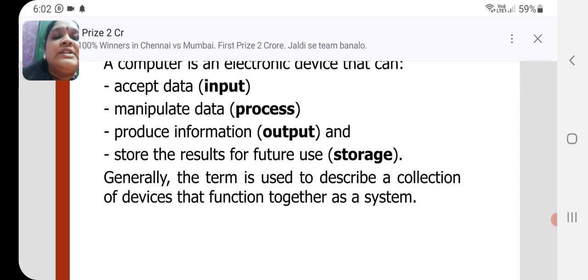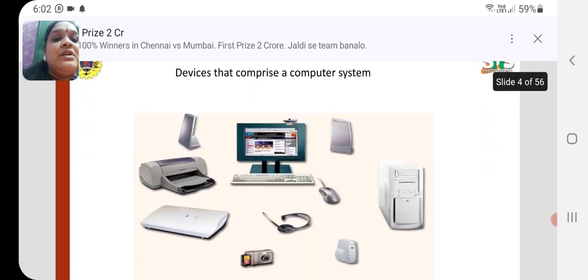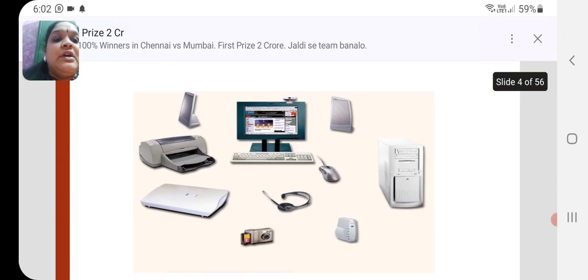So in general terms, we can define a computer as a collection of devices that function together as a system. The devices that comprise a computer system are normally a monitor, a keyboard, a CPU, a printer, a scanner, and a webcam. Everything was separate, but now it has been built into our laptop.